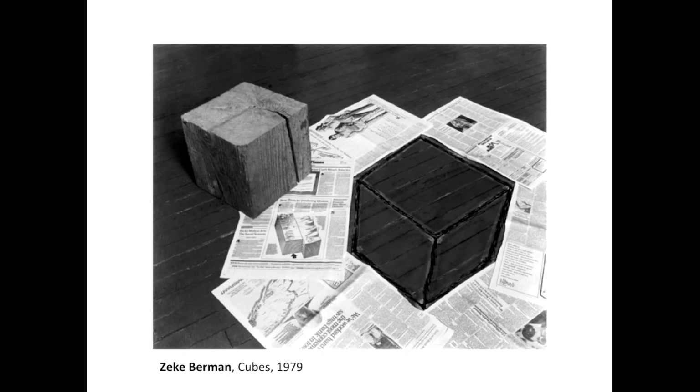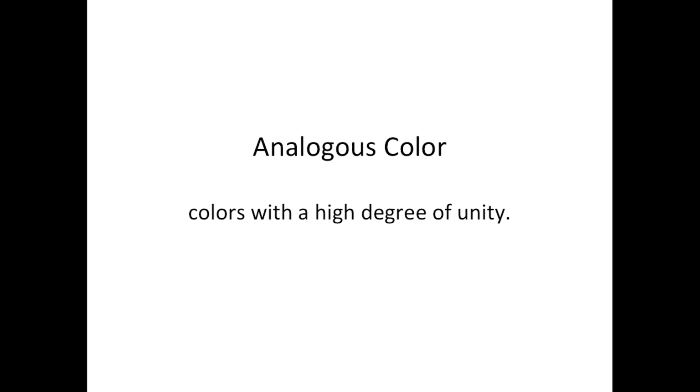Zeke Berman, a contemporary New York photographer, uses grayscale or black and white imagery in his spatial illusions. You see that in his piece, Cubes, where he suggests a three-dimensional object photographed next to an actual three-dimensional object. They play with space and form. Again, monochromatic images are probably the easiest ones to manipulate space.